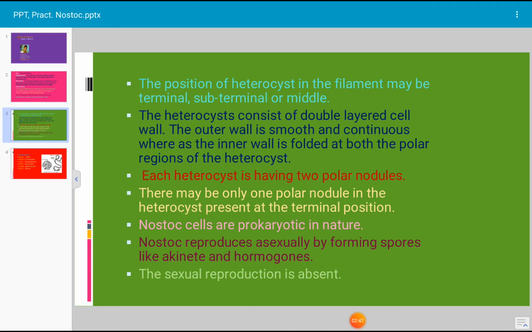Nostoc reproduces asexually by forming spores. The spores produced by Nostoc are akinetes and hormogonia. The small fragments of Nostoc are called hormogonia, and each fragment can grow into a new Nostoc filament in favorable environmental conditions. Sexual reproduction in Nostoc is absent.